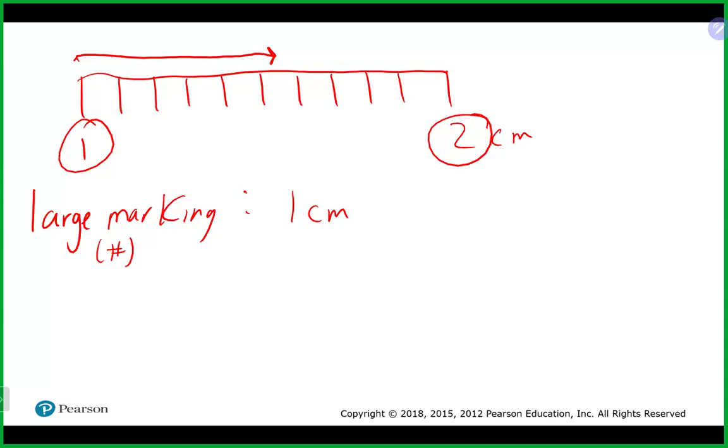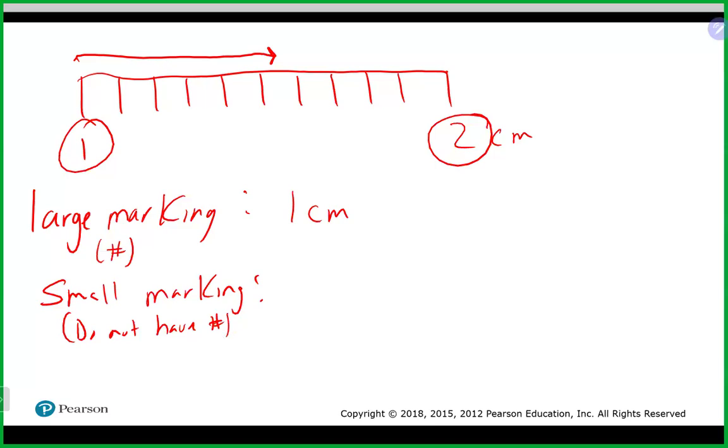Now we also have small markings on the scale. So when you look at a scale, you'll see these larger markings that actually have numbers. You will actually see small markings. And typically the small markings do not have numbers.